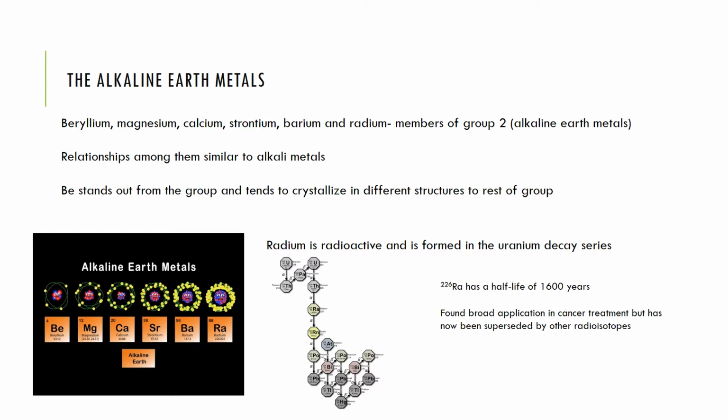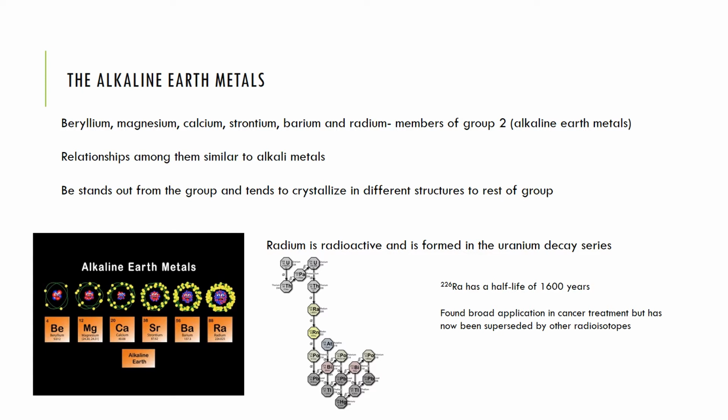So we move right across the periodic table and reach group 2, or the alkaline earth metals. That's beryllium, magnesium, calcium, strontium, barium, and radium. And in some respects, the relationships among the elements within this group are very similar to the relationships among the elements in group 1, or the alkali metals.